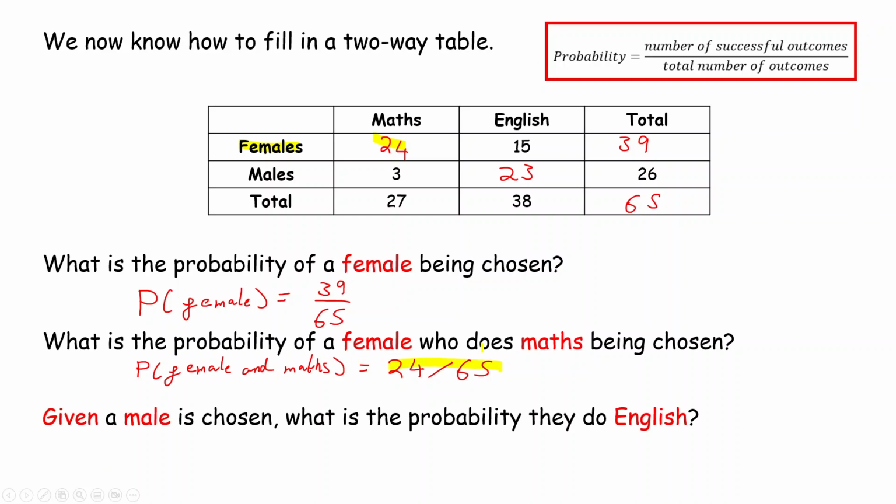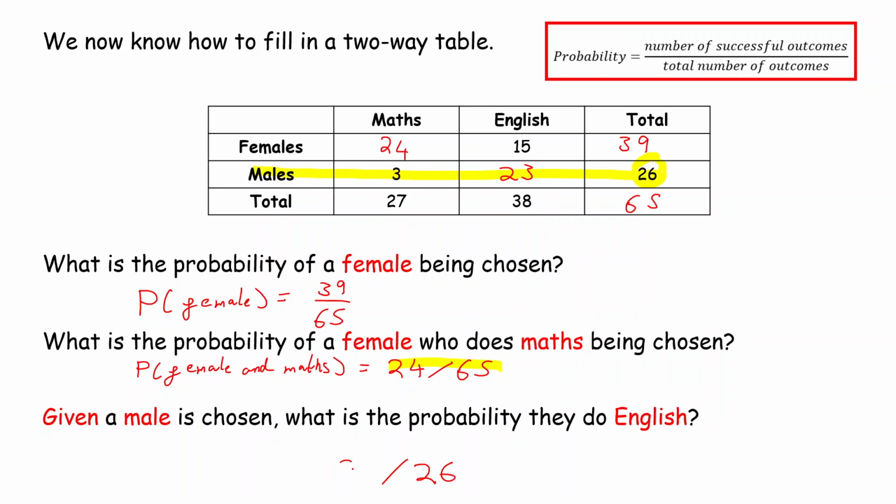Perfect. And then below, given, this one is a more subtle question, and we've got to recognize the difference here. It says, given that a male is chosen. So we're told that it's got to be a male. The total this time is going to be out of 26, because we're given it's a male. It can't be a female. So straight away, I'm going to write this down: the total is going to be out of 26, not 65, because we're told it's a male. What is the probability that they do English? So we're looking at a male who does English. It's going to be 23.